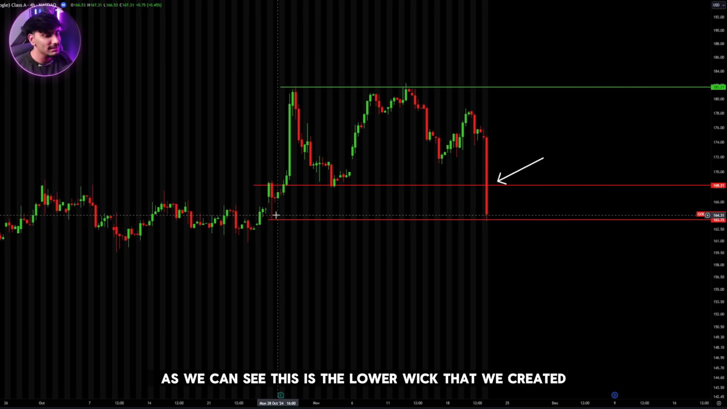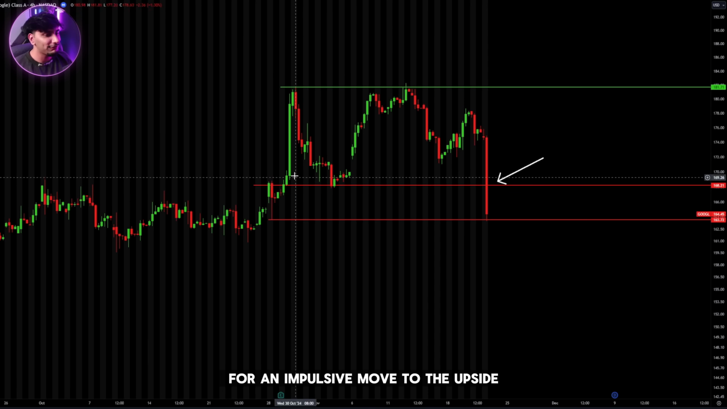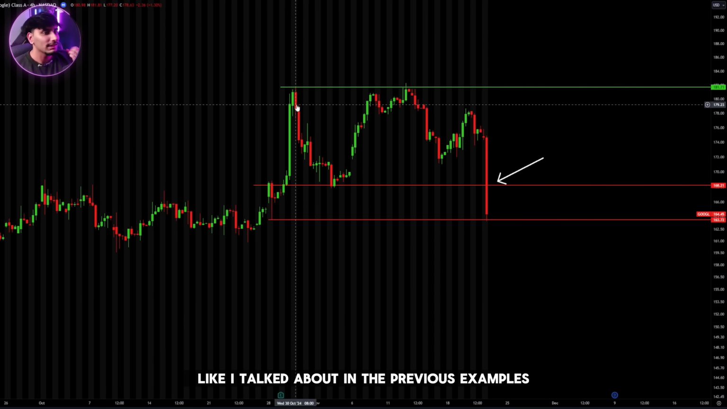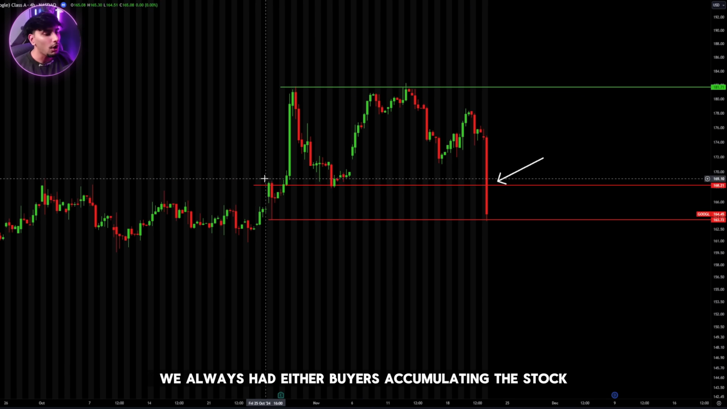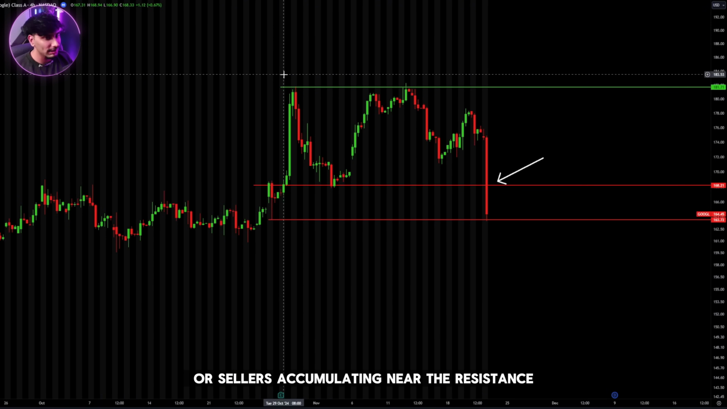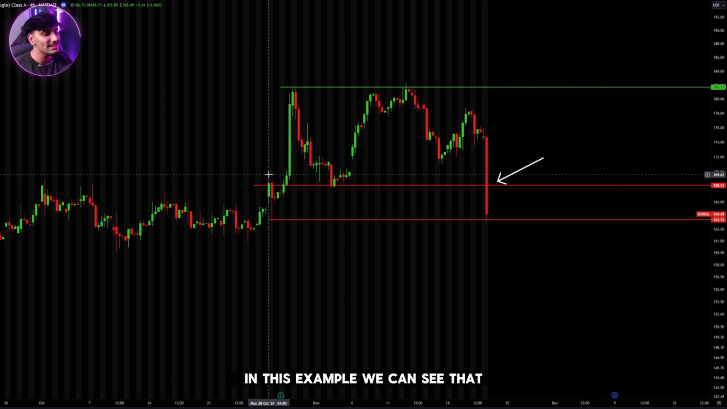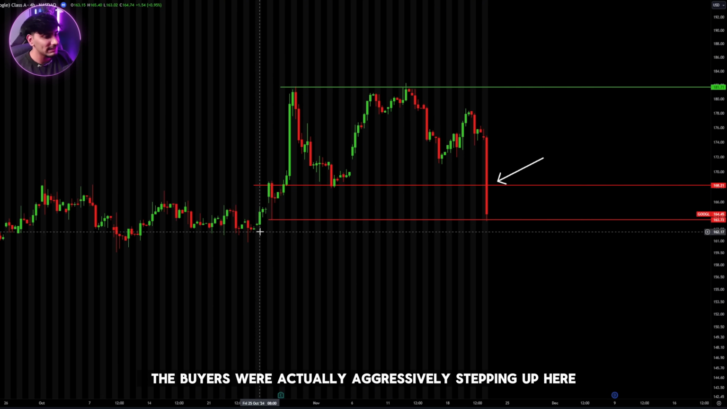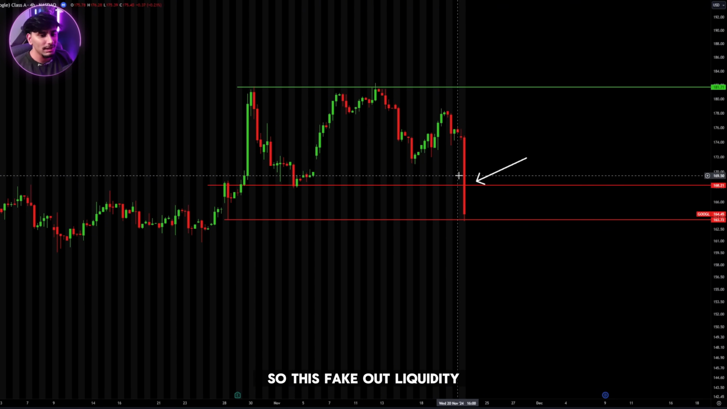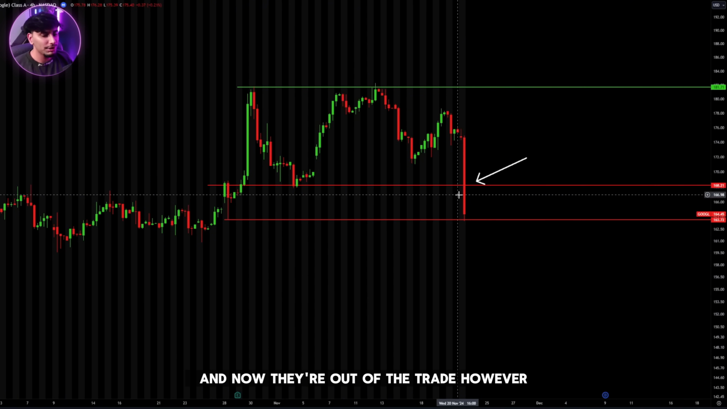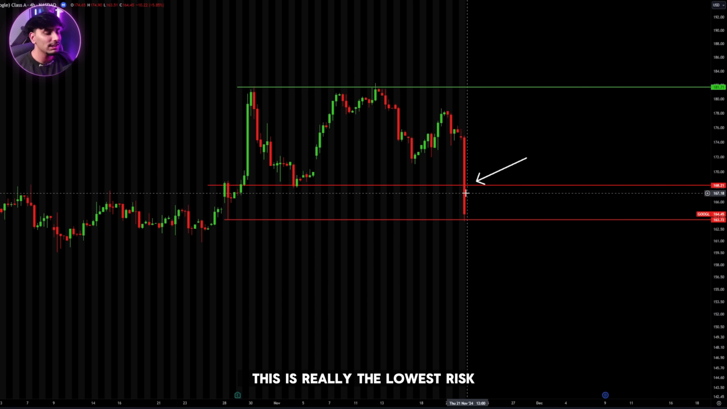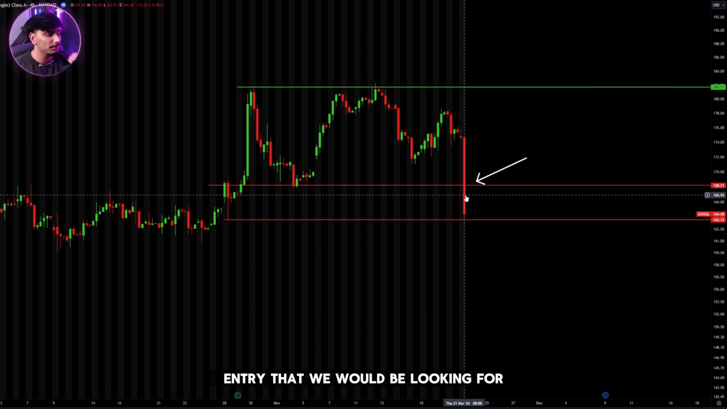As we can see, this is the lower wick that we created before an impulsive move to the upside. Like I talked about in the previous examples, every time we had an impulsive move to the upside, before that move, we always had either buyers accumulating the stock near demand or sellers accumulating near the resistance. In this example, we can see that the buyers were actually aggressively stepping up here, so this fake out liquidity, this is where most retail traders would have put their stop loss, and now they're out of the trade. However, this is really the lowest risk entry that we would be looking for.